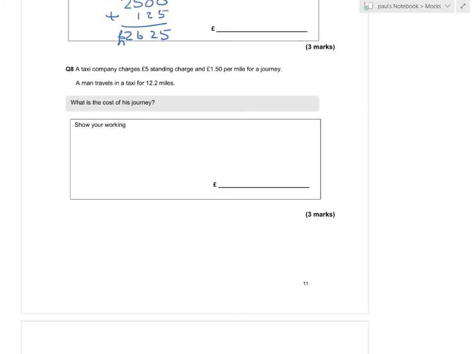A taxi company charges a £5 standing charge and £1.50 a mile. It now travels 12.2 miles. So we can have the £5 standing charge plus £1.50 times 12.2 miles. Do the brackets first. So £1.50 times 12.2 miles is that, and then add 5 onto it, and we get £23.30.